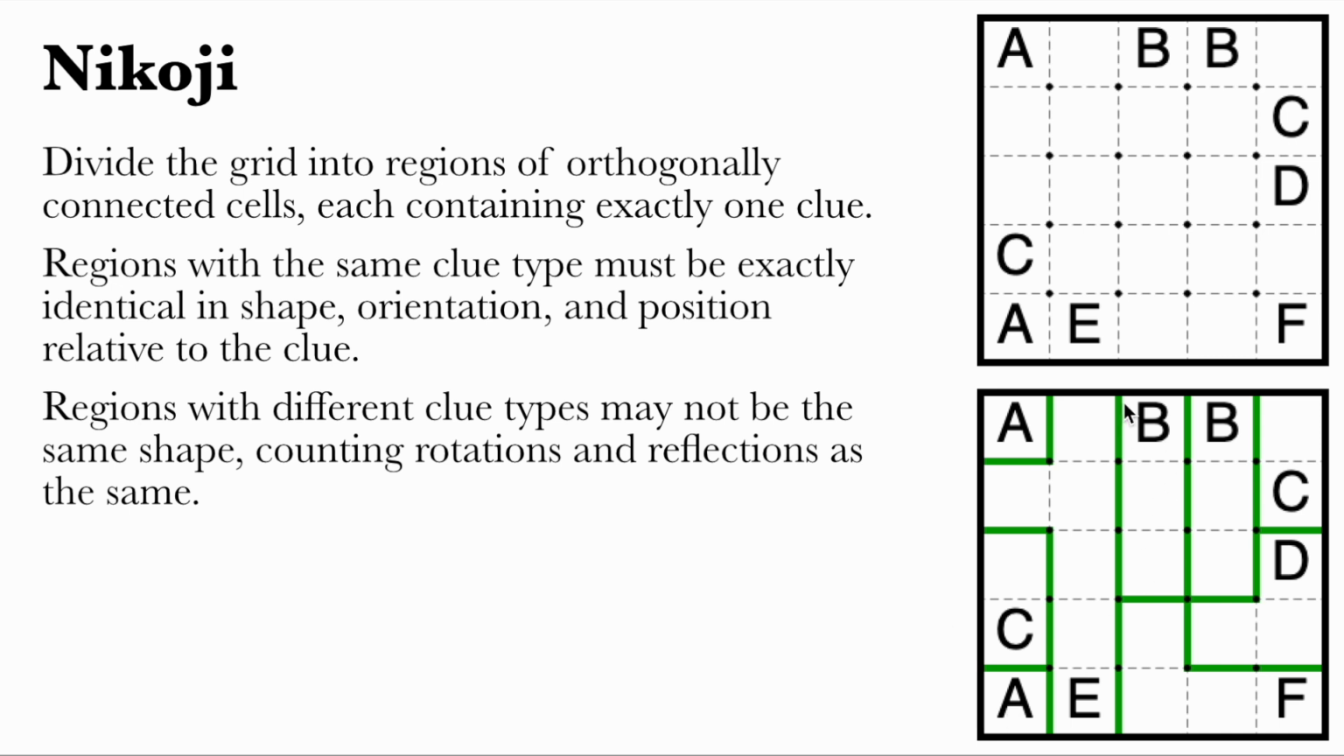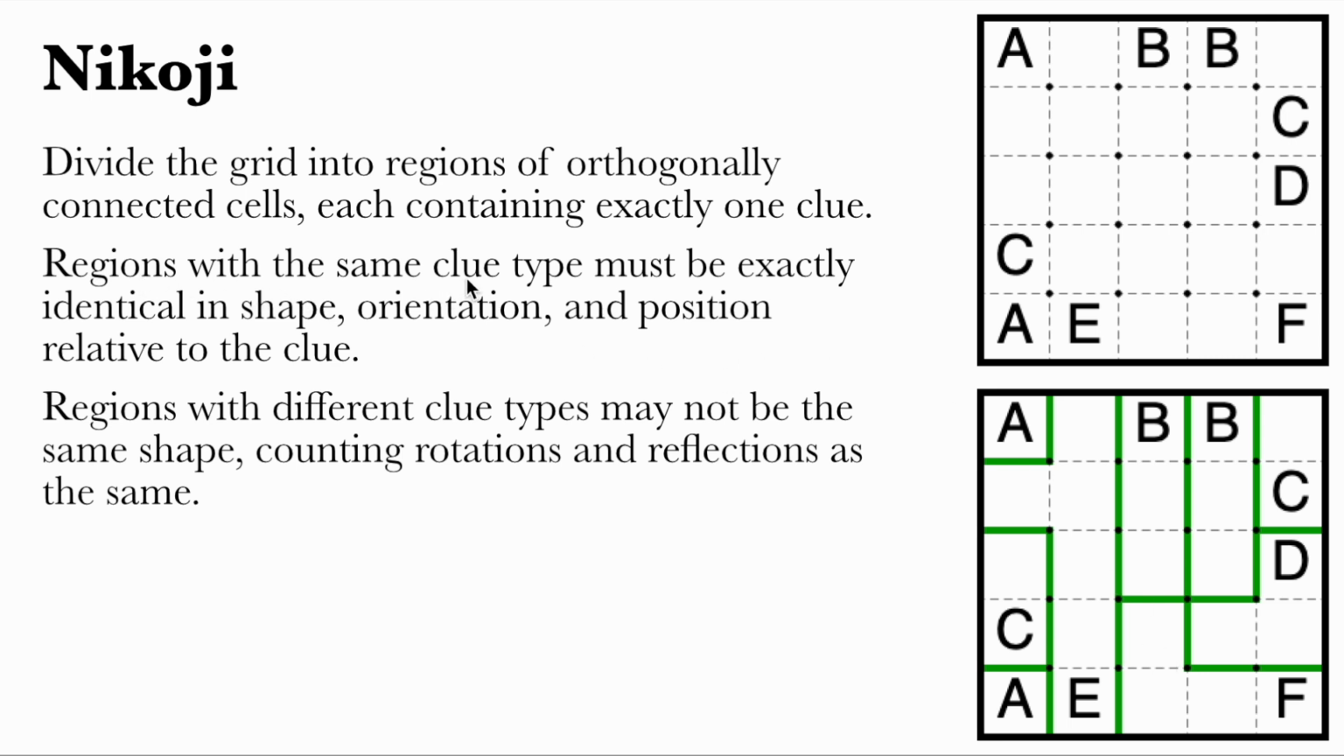That simply means we're going to be drawing these green borders into the grid to subdivide the large grid into smaller regions, and exactly one clue. So we can't have 2 clues in a region, we can't have 0 clues in a region.